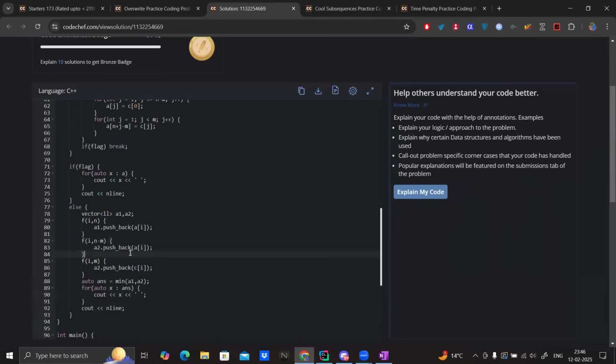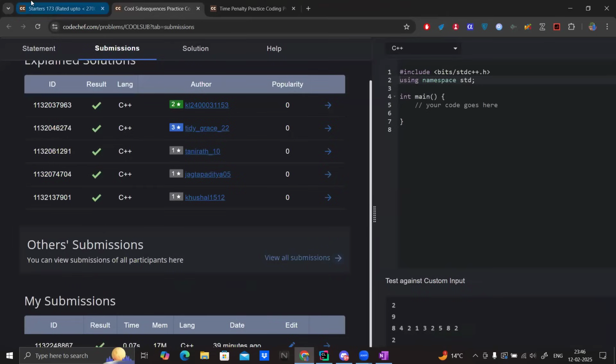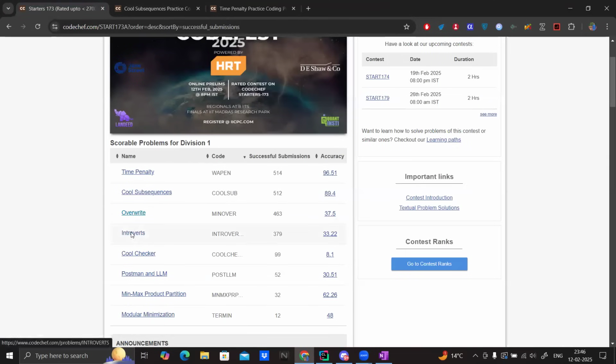All right. So I'll move on to the next one. The fourth one is Introverts.